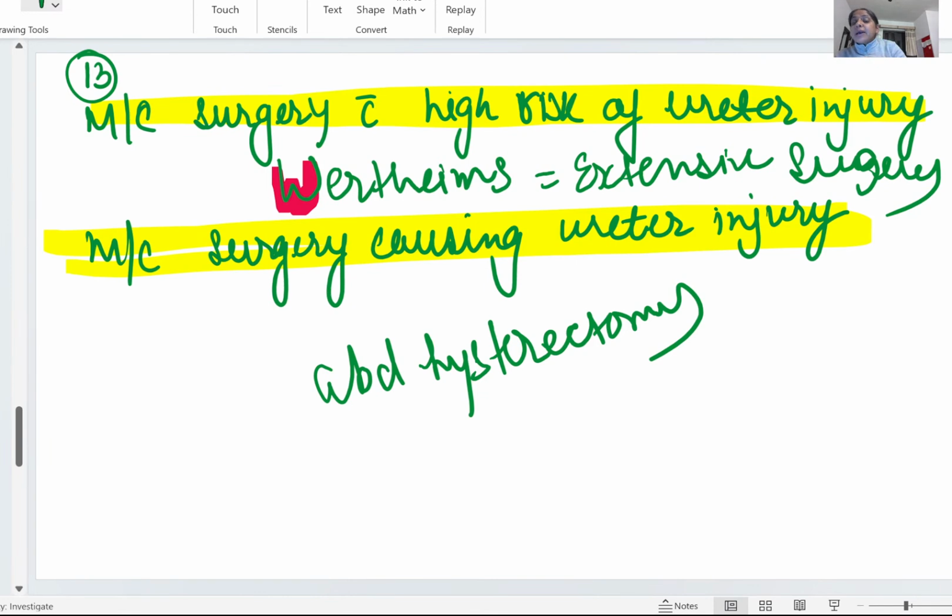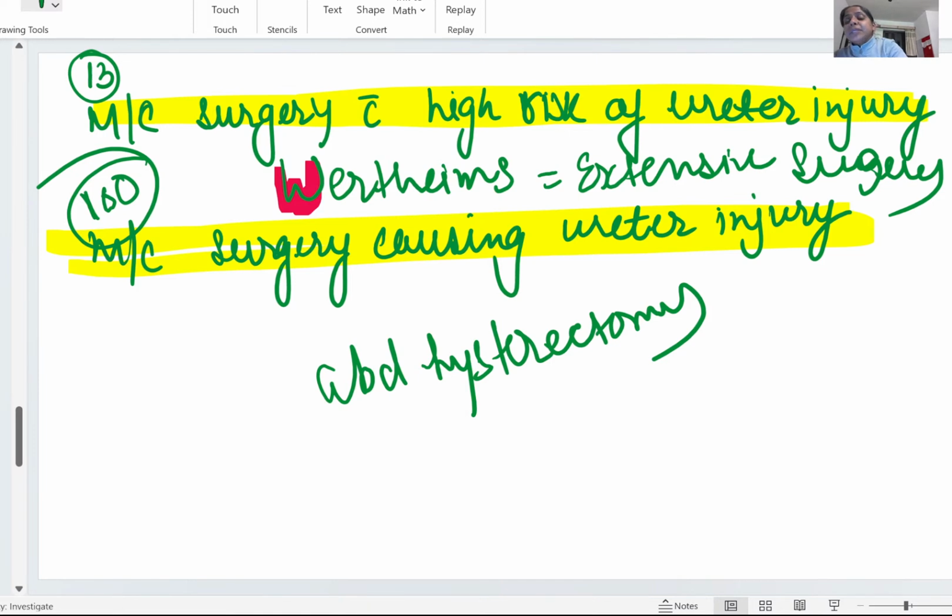What is the difference? In the first, it is written which is the surgery in which there is very high risk. I would like to tell you, if we do 100 Wertheim's, then in 50 Wertheim's there will be ureter injury. But Wertheim's are not done that frequently. Wertheim's is for CA cervix, up till stage 2A.